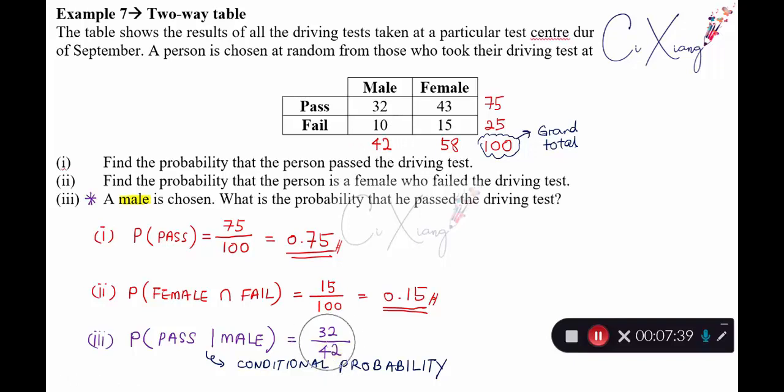So this is a small difference between conditional probability and the normal type of probability. When you divide and simplify this answer, you should get 16 over 21.